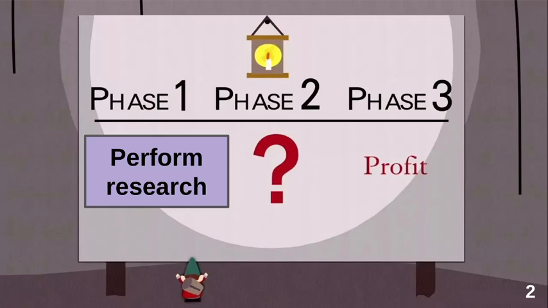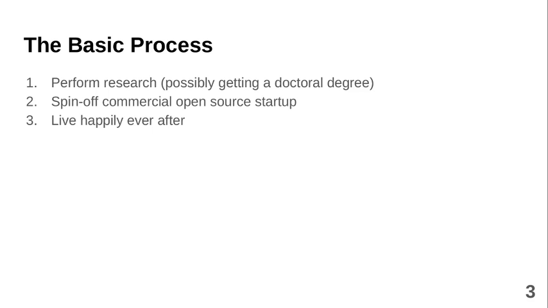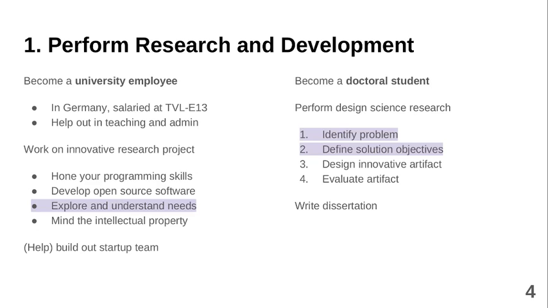For us, it is performing software research and development. So the basic process that I'm proposing here is that you perform research and development at my professorship. You may, but you don't have to, get a PhD in the process. And as you are developing open source software along the way, you may then, after getting your PhD, spin this off into a commercial open source software startup. And ideally, step 3, live happily ever after. So let me go through this in steps.